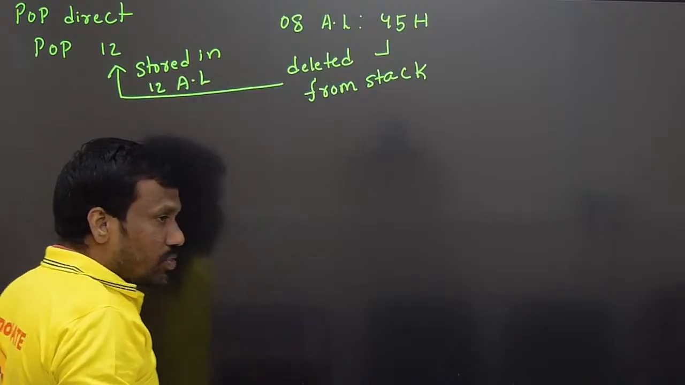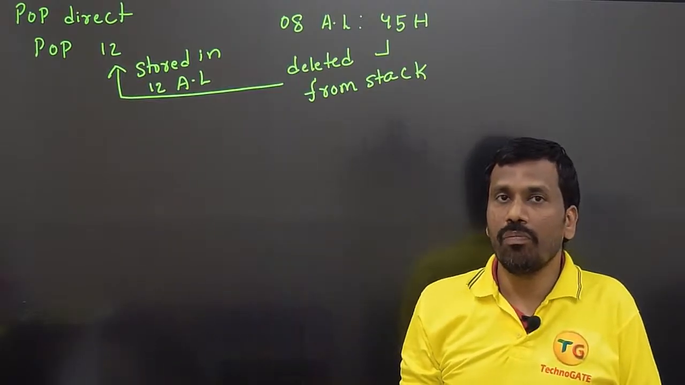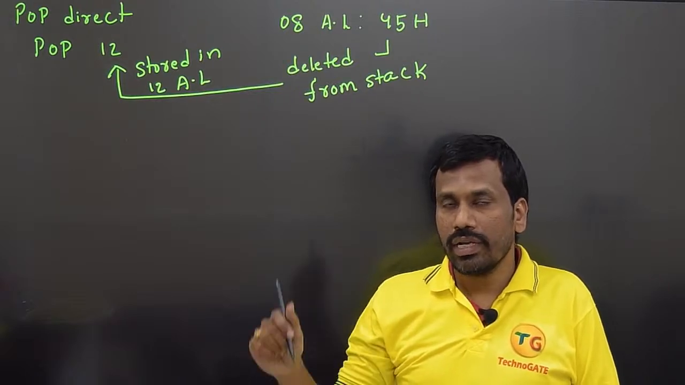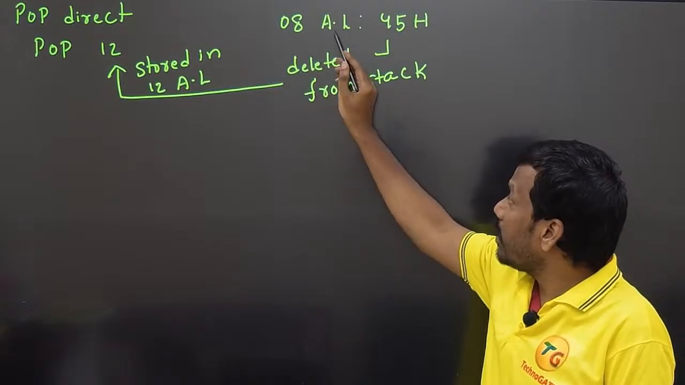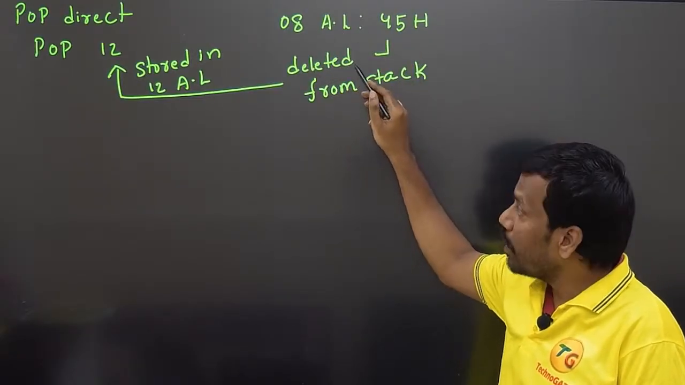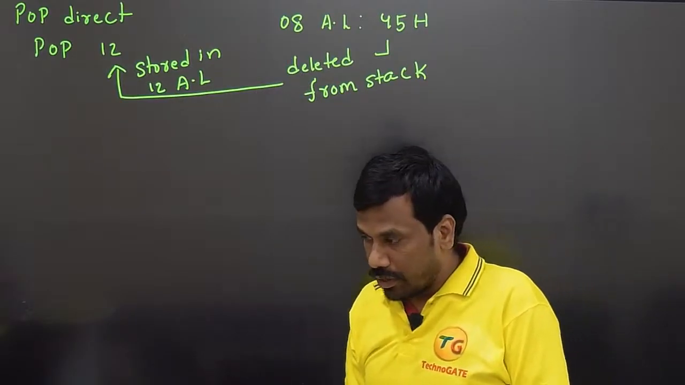Okay, so push and pop are quite opposite. So previously what we have done is the quite opposite of pop. So what you are doing here, in the 08 address location 45 is there, so that 45 will be deleted from here and that will be stored in that 12 address location. Okay, so next.